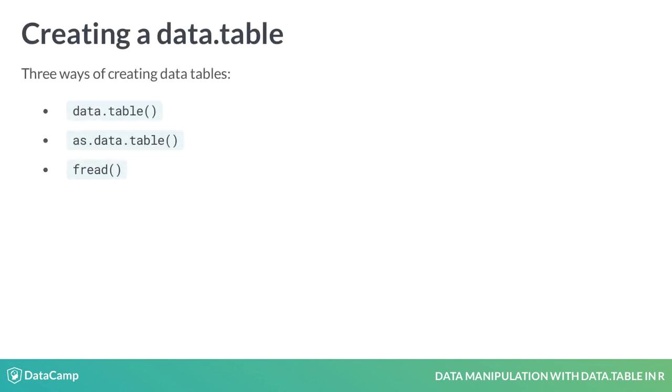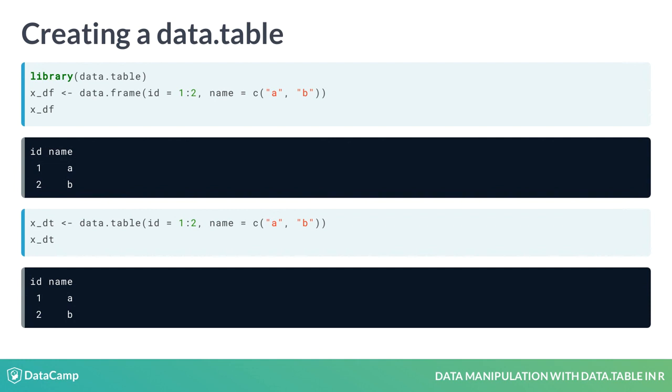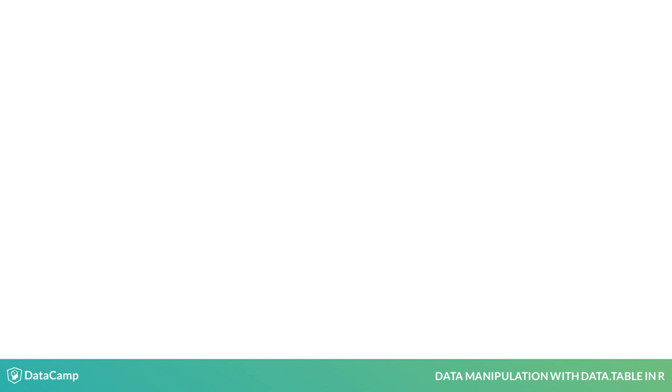There are at least three ways in which you can create data tables. In this video, we will cover the first two using the data.table and as.data.table functions. We will cover fread in the final chapter of this course. You can use the data.table function to create a data table from scratch the same way you would use the data.frame function. All you need to do is pass vectors of the same length to the data.table function.